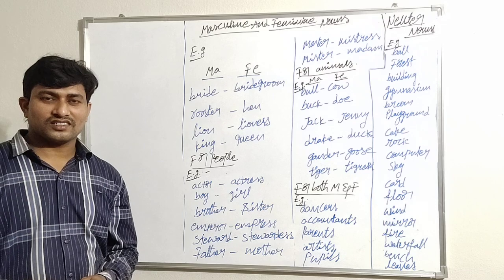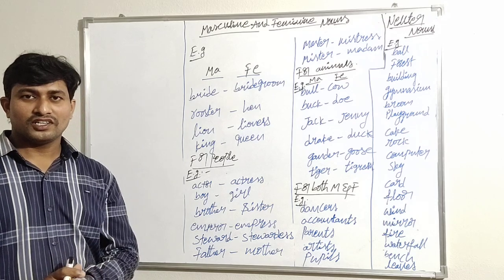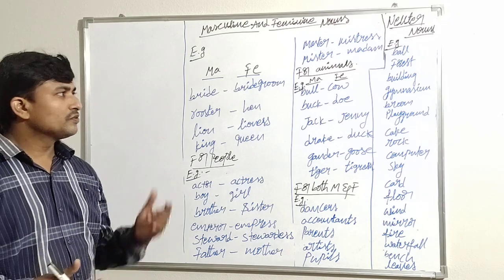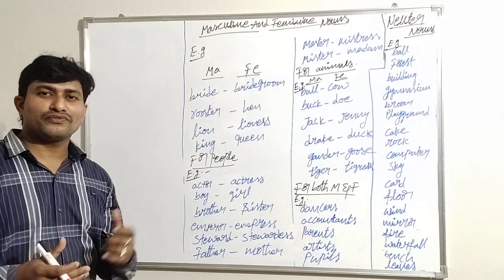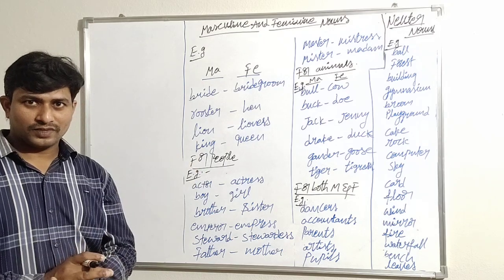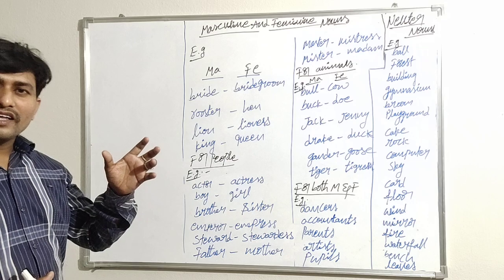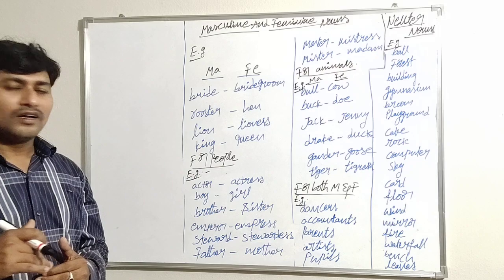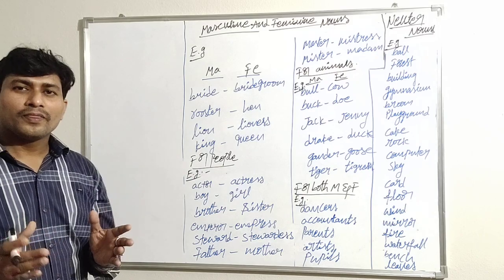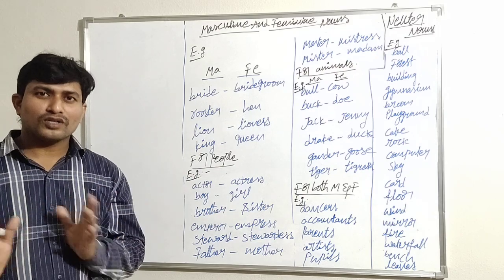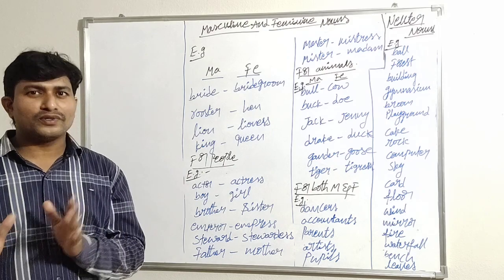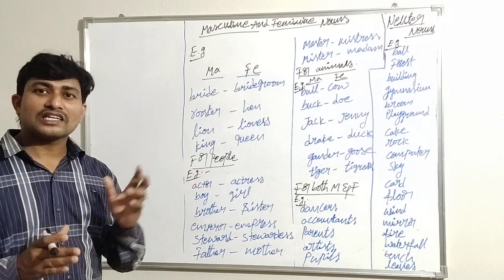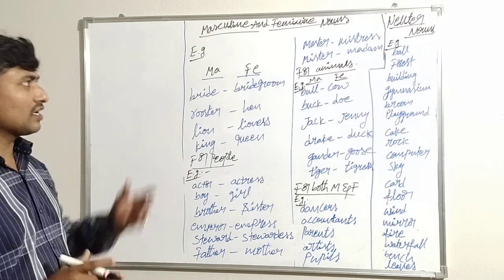In the previous class we discussed kinds of nouns, especially abstract nouns, and how we are able to form them from adjectives, verb forms and common nouns. At the end of the class I told you that I am going to teach you singular and plural nouns, masculine and feminine nouns, and countable and uncountable nouns. So this is the class regarding that.